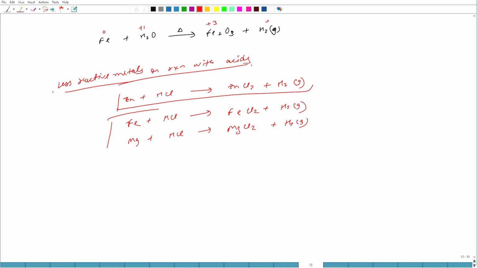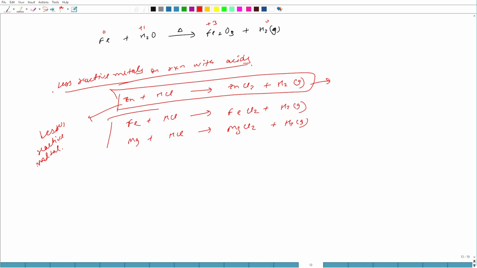However, zinc is a lesser reactive metal and it does not react with water to form hydrogen gas. However, it can react with acids to release the hydrogen gas. Okay.